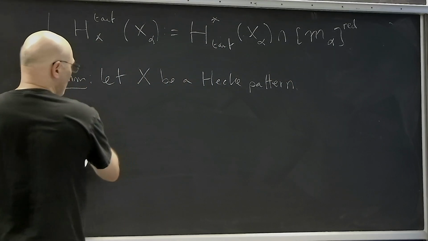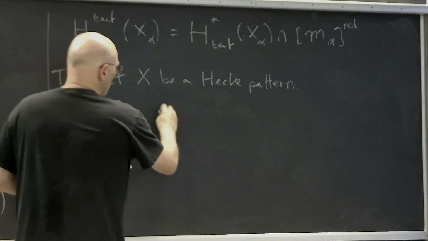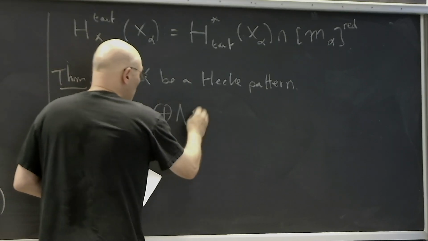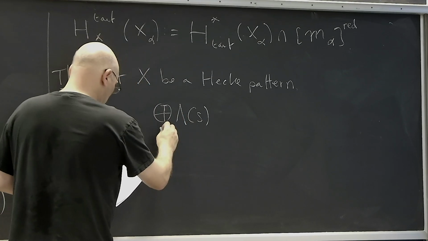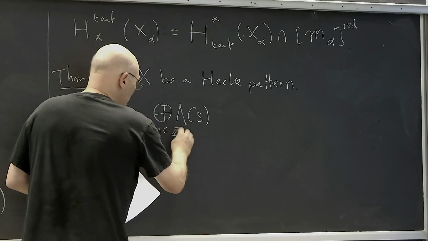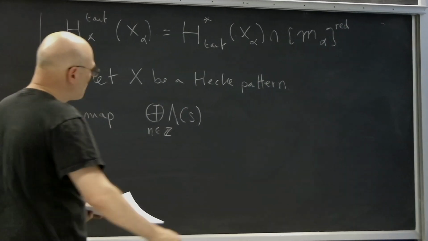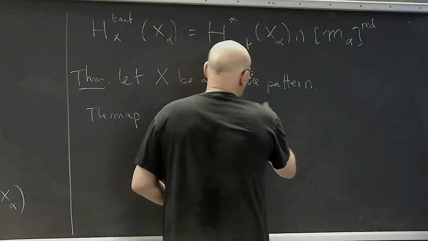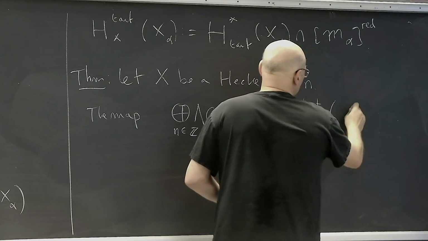Then there's a map from the direct sum of this ring for all n in Z. Okay, so I take many, many copies of this ring, n in Z. Then there's this evaluation map, which is by definition surjective onto the tautological homology.